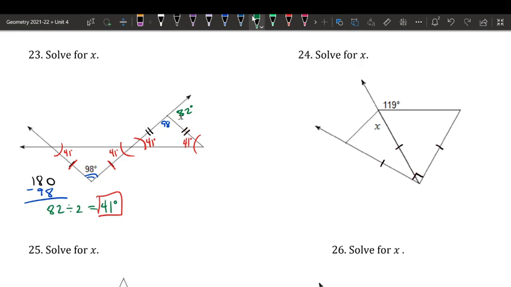Or I could use the exterior angle sum theorem that tells me that 41 plus 41 is 82. So the sum of the exterior angle is equal to the sum of its remote interior angles. So the sum of the 2 across. So either way, I find out that x is 82. X is 82 degrees.